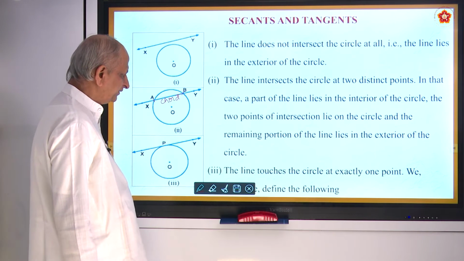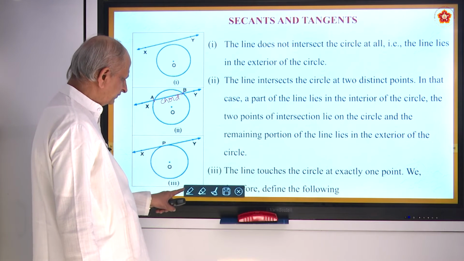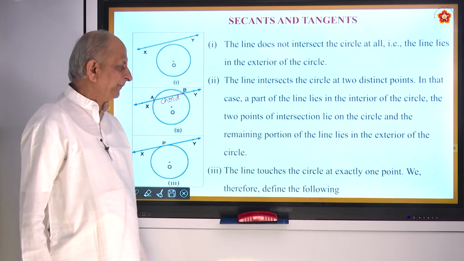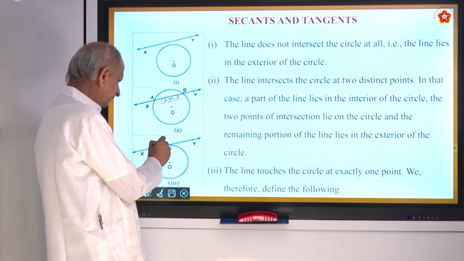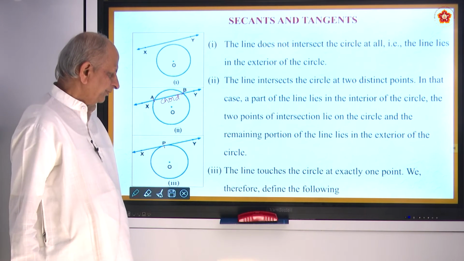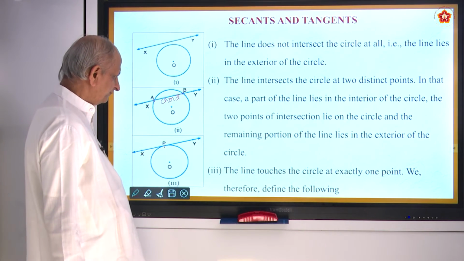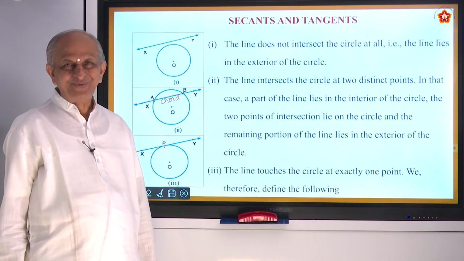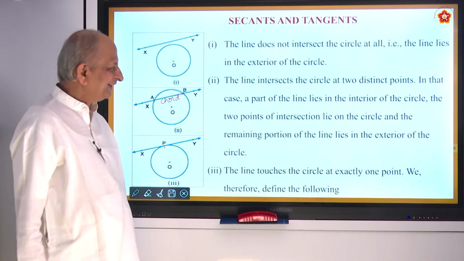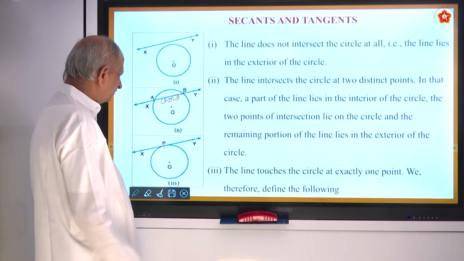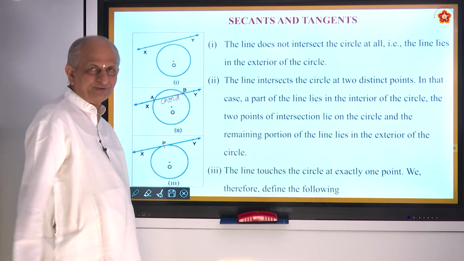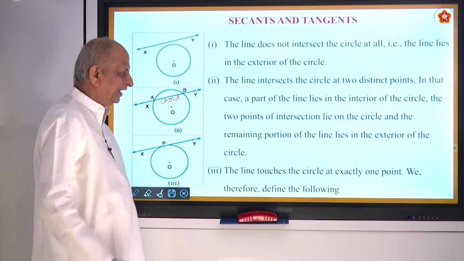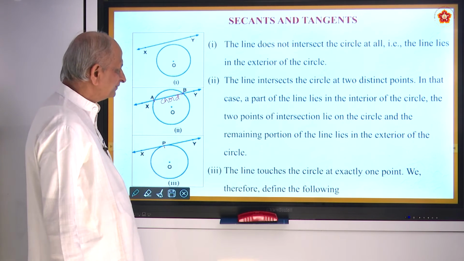And in the third case, the line touches the circle at exactly 1 point. See, here it touches at 1 point. We therefore define the following. So these are the three possibilities in case of a circle and a line. Okay. So now our concern is about this special case, where a line touches the circle. How shall we name it?